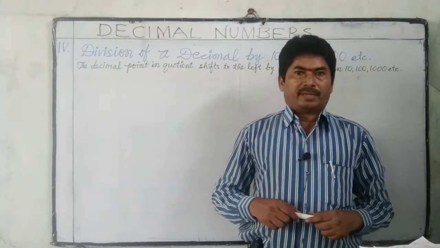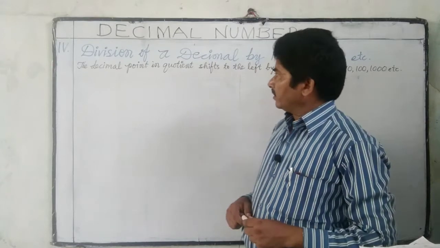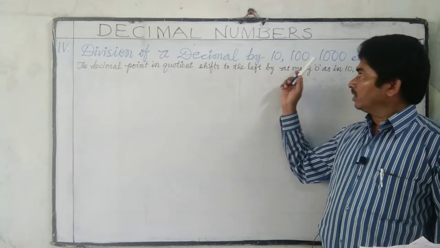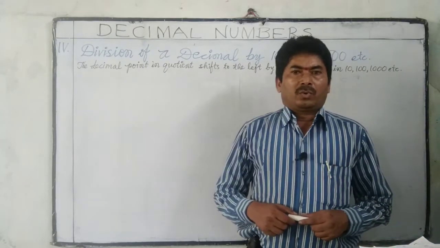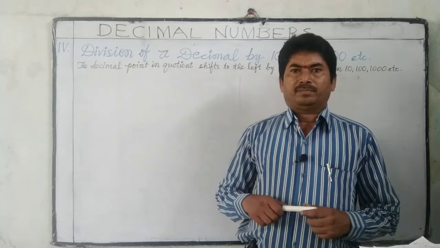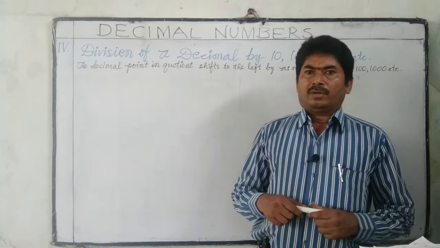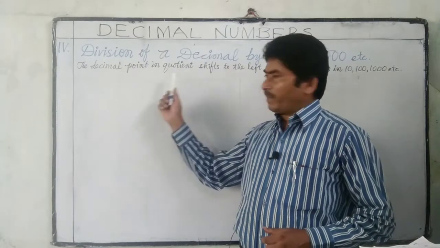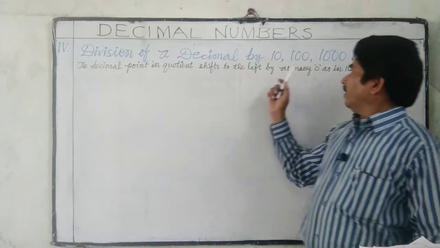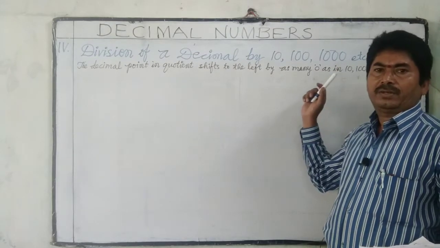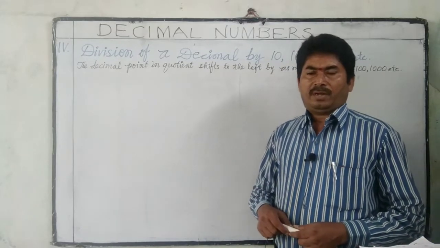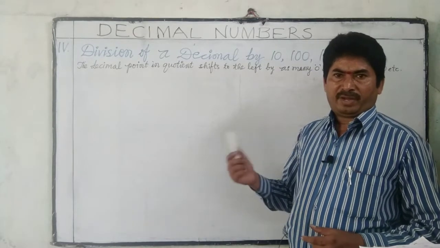Here we have some easy tips in division. Let us see. Division of a decimal by 10, 100, 1000, etc. To divide a decimal by 10, 100, 1000, etc., simply the decimal point in the quotient shifts to the left by as many zeros as in 10, 100, 1000, etc. Let us learn one by one in detail.